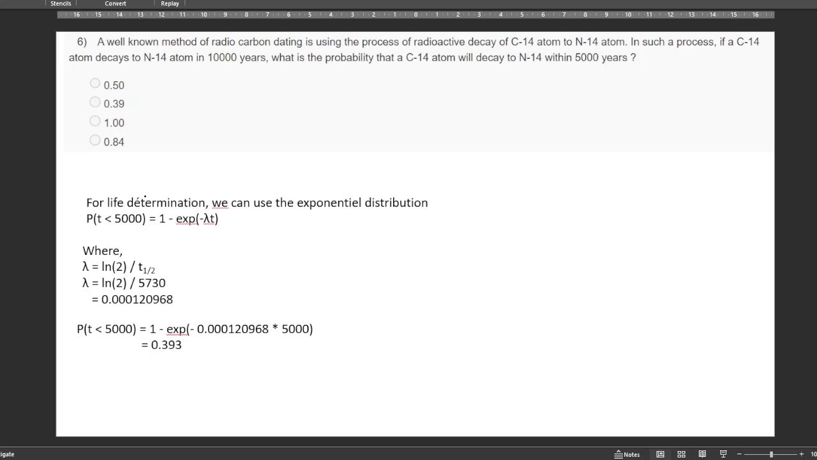So for this determination, we can use the exponential distribution function. So the probability of t less than 5,000 is equal to 1 minus exponential of minus lambda t. This is the exponential distribution's equation. Here, to find the lambda, which is a constant, we have to take a ln. The formula for the lambda is lambda is equal to ln 2 divided by half-life period. So the half-life period they have already given.